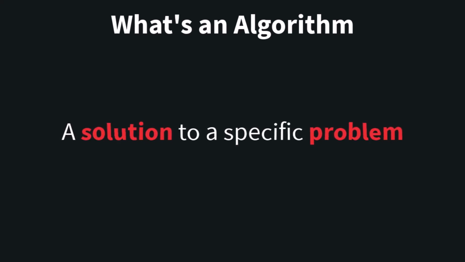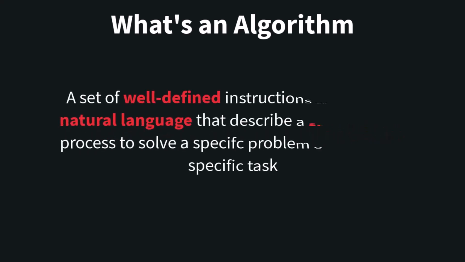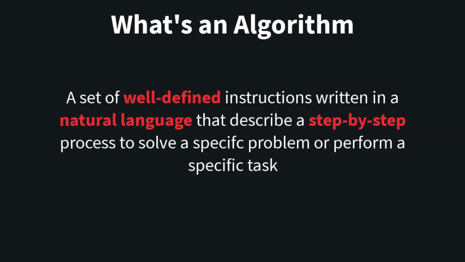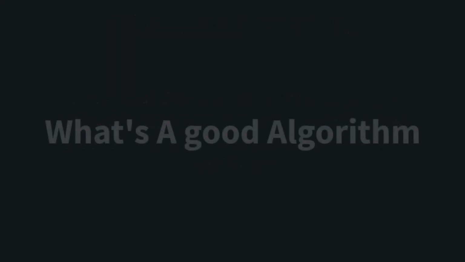Now let's put this broad definition of an algorithm in the context of computer science and try to define it again. An algorithm is just a set of well-defined instructions or rules written in a natural language that describe a step-by-step process to solve a specific problem or perform a specific task. Usually we use an artificial language, aka a programming language, to translate an algorithm into something that a machine can execute. Now let's move on to the next question, which is, what's a good algorithm?